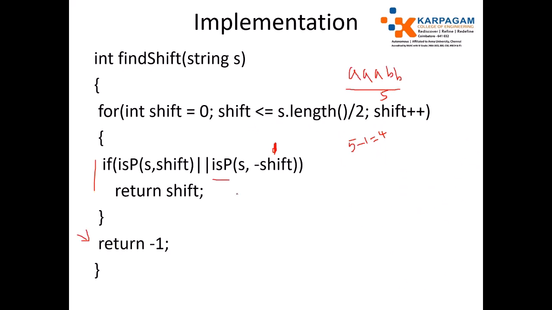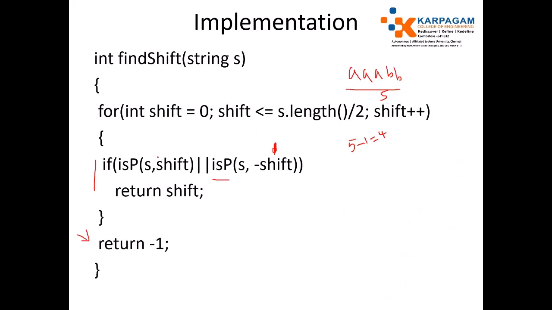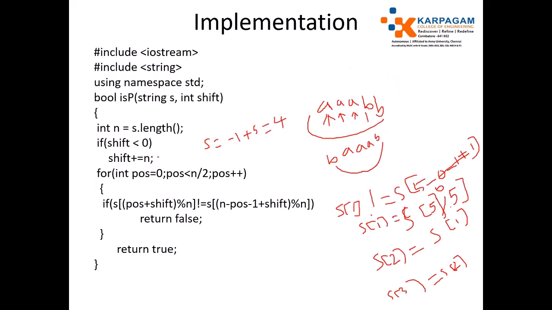After getting false, just check the other possibility, is P of S comma minus F. It just checks the other one. So in this way we can solve this problem. No need to create another string. By using the same string itself, we can check the minimum number of shifts required to convert the string to a palindrome.